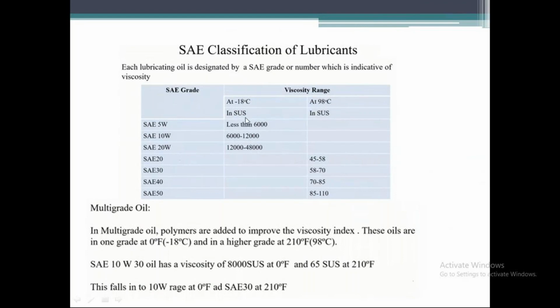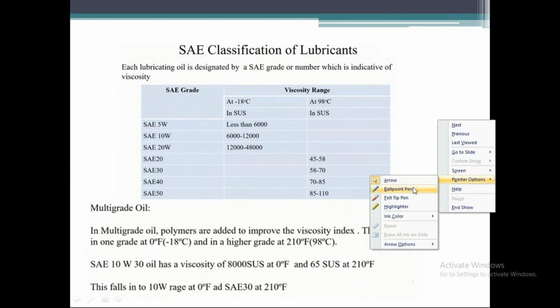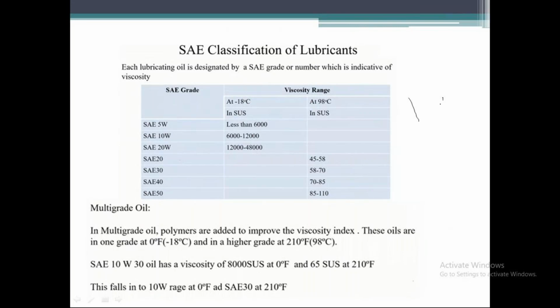Here SUS stands for Saybolt Universal Seconds. For example, let me take a pen here. They will have a funnel kind of system with a small opening at the base. They will pour the oil from whatever can they have. They will take 60 ml from the can and see how much time it takes to pass through the orifice, and they count that in seconds.